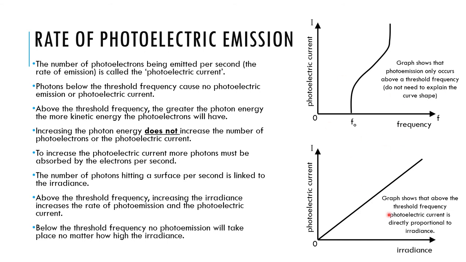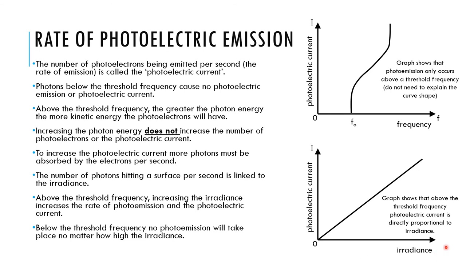So let's look at these two graphs here. The first one is the photoelectric current against the frequency on the bottom. Nothing happens until you get to the threshold frequency, and above the threshold frequency, you start getting a photoelectric current. Now, it's a curve. You don't need to explain the curve. In fact, I'm not 100% sure why it's a curve, but you'll see it in your textbooks and in any diagrams. You won't ever need to draw it, but you may need to identify it. All you need to see here is that up until this point nothing happens, and then you get this curve. The graph shows that photoemission only occurs above a threshold frequency. You do not need to explain the curve shape.